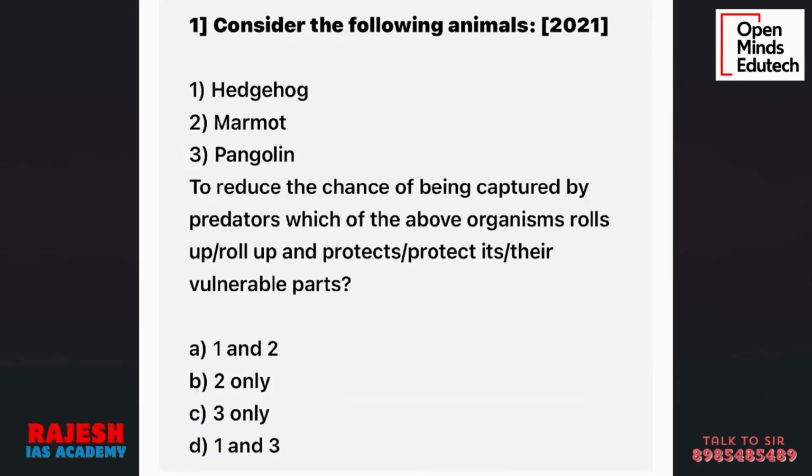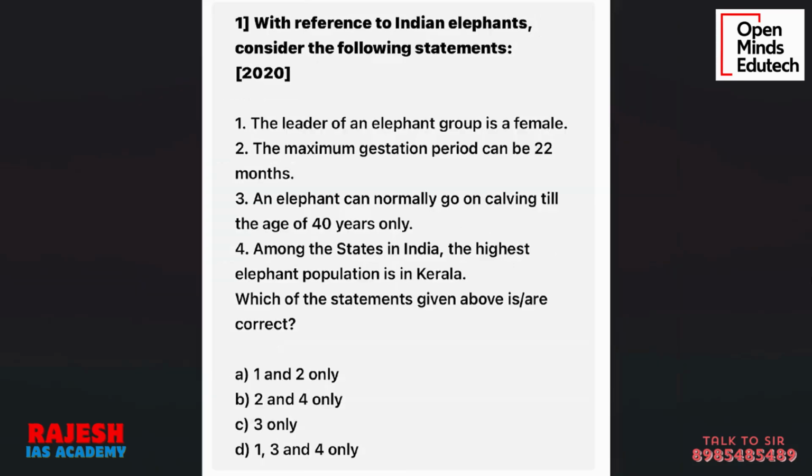So a particular behavior of animals they have asked, okay, with reference to Indian elephants. So here you will see a question on elephants and the nature of elephants. Okay, how they will organize. Elephants are one of the most intelligent species. So questions on elephants were seen, and habitat also.